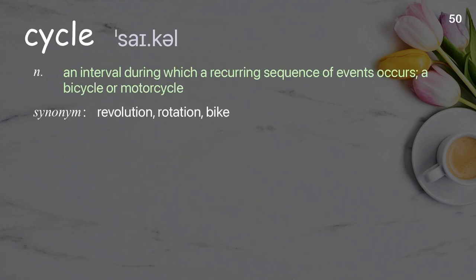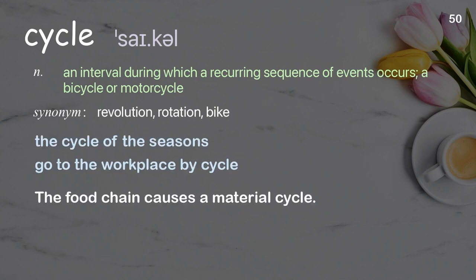This blog offers a variety of tips for hacking everyday life. Cycle. An interval during which a recurring sequence of events occurs; a bicycle or motorcycle. Examples. The cycle of the seasons. Go to the workplace by cycle. The food chain causes a material cycle.